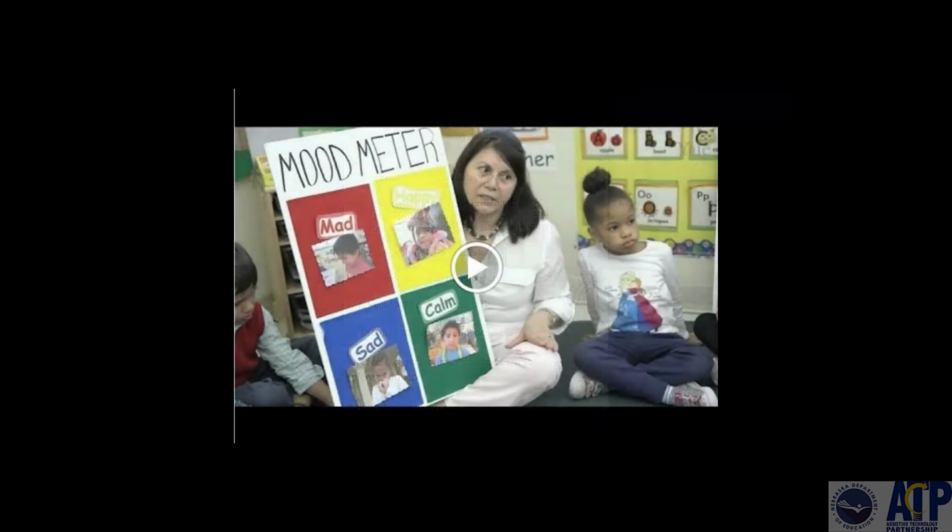Many young children have difficulty understanding, naming, and regulating their emotions. Strategies like the mood meter from Yale University can help young learners label and describe their emotions so that they can develop ways to manage when their emotions overtake them.